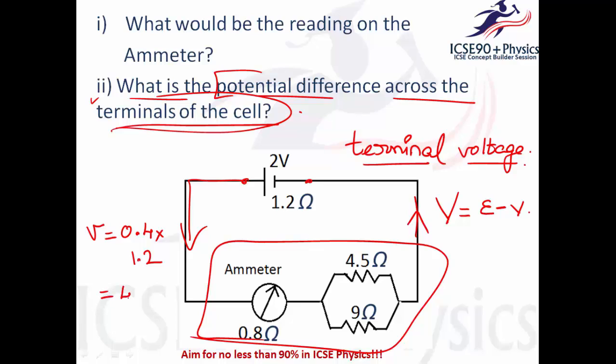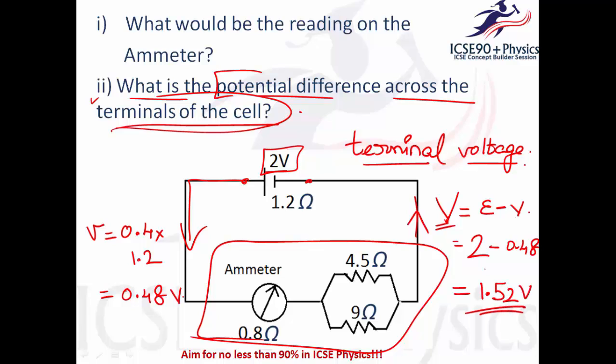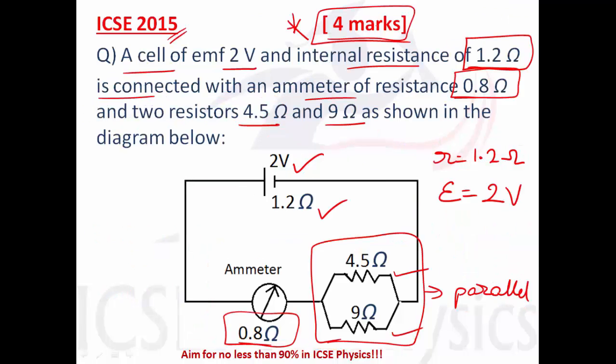So small v is nothing but 0.48 volts. So the terminal voltage is nothing but the EMF, that is 2 volts, minus small v, that is 0.48 volts. So the terminal voltage turns out to be nothing but 1.52 volts. That answers the very second part of the question. A very easy concept, nothing new about it. It's going to fetch you 4 marks straight away for one such question asked in ICSE 2015.